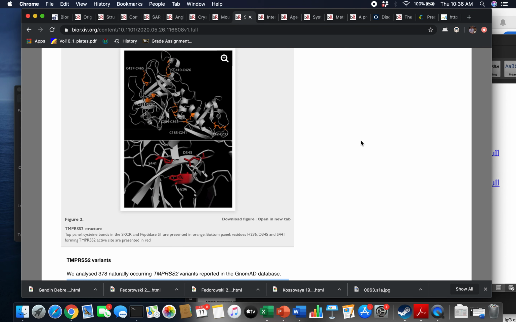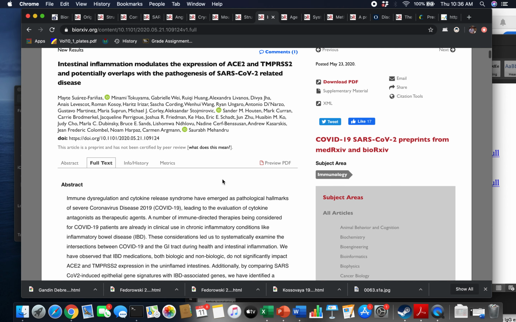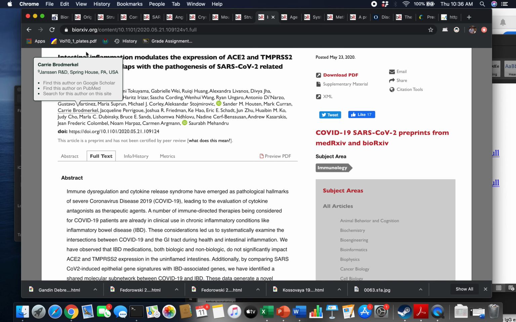And boy, I do this every time. Boom, there's our paper, there's our preprint rather. Yeah, maybe someday it'll be a real boy, who knows. Okay, intestinal inflammation modulates the expression of ACE2 and TMPRSS2 and potentially overlaps with the pathogenesis, so fine.